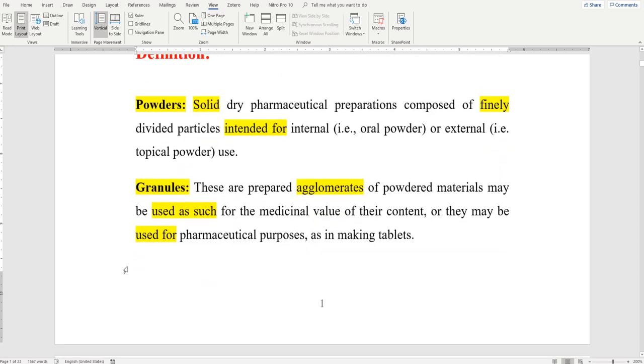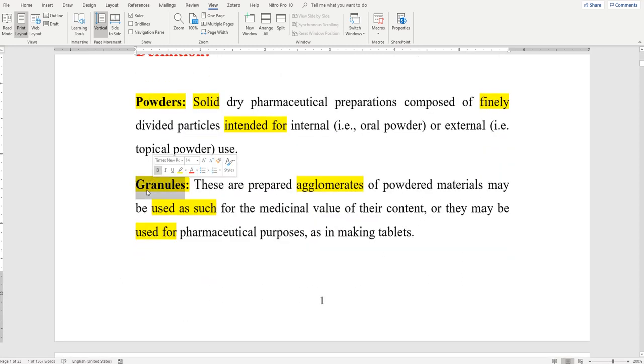Okay, from the definition of granules you will start to pick up the difference between powders and granules. Now granules on the other hand, they are made from powders. Meaning the source of granules, the beginning, is powdered materials. Now these powdered materials, they are prepared as agglomerates. That's why we define granules as prepared agglomerates of powdered materials.